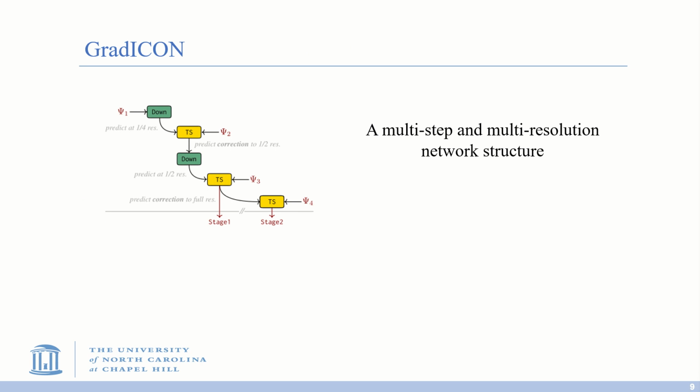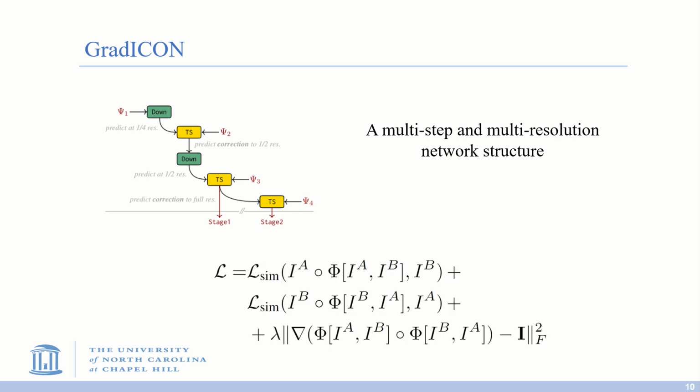Gradient inverse consistency can work with any structures of neural networks. In this work, we use a multi-step and a multi-resolution network structure that is trained with symmetric similarity measures and the gradient inverse consistency loss we proposed.